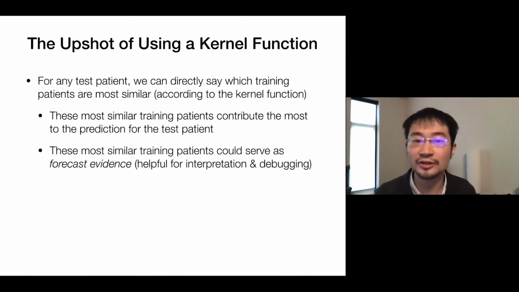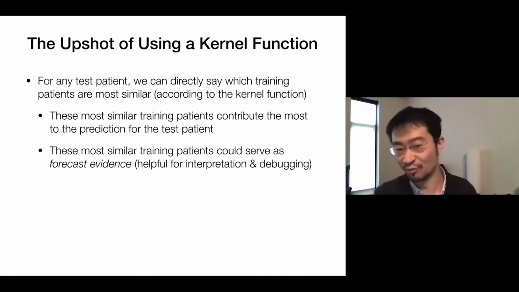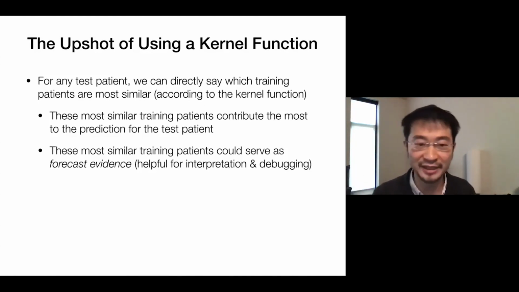And it could also be helpful for debugging. If you have a model that isn't working as well as you would like, you can randomly choose some test patients and then look at who the closest training patients are to help you diagnose why your model is not doing well. Okay? So this is one part.